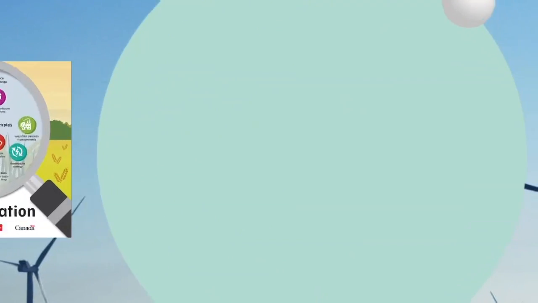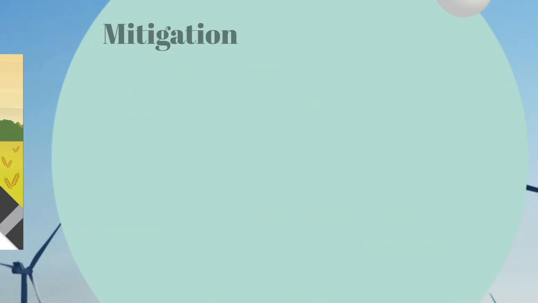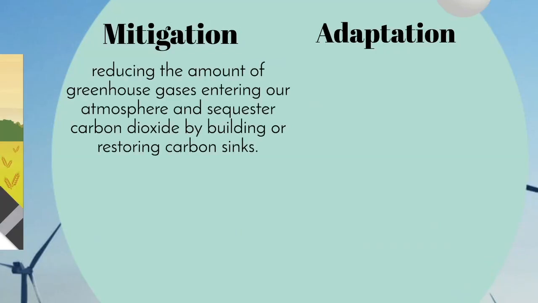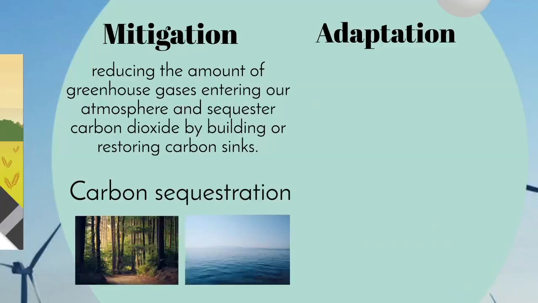Responses to climate change generally fall into two categories: mitigation and adaptation. Mitigation involves reducing the amount of greenhouse gases entering the atmosphere and sequestering carbon dioxide by building or restoring carbon sinks. You'll hear the term carbon sequestration as we explore solutions. This is the process of capturing and storing carbon dioxide from the atmosphere. Forests and oceans sequester or capture carbon, acting as a carbon sink.